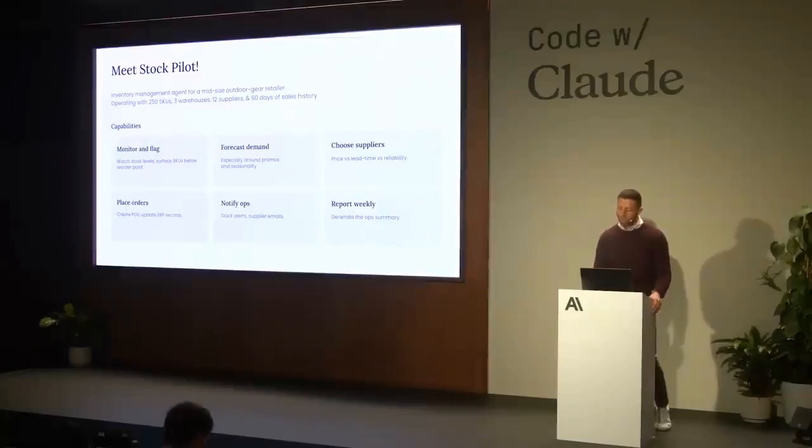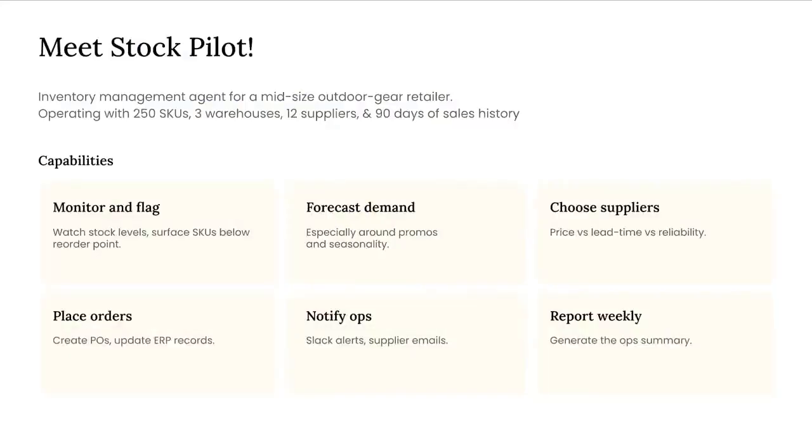I first want to walk you through our problem statement in our agent. So for the purposes of this session, we're going to be focusing on an agent called Stock Pilot. This is an inventory management agent that was designed by and for a mid-sized retailer. The agent that you see on the screen can do several things. It can flag low levels of stock. It can forecast demand. It can pick suppliers. It can file POs. And ultimately, it can write weekly reports for the employees of this retailer.